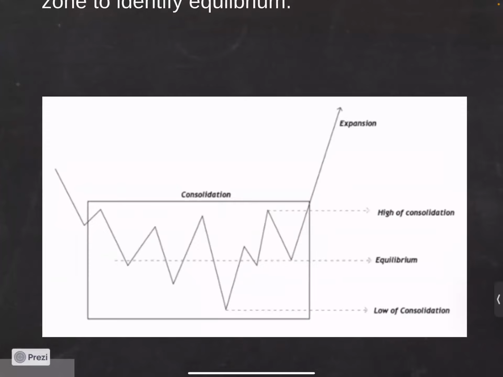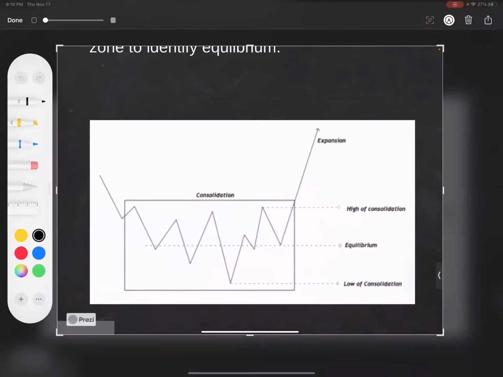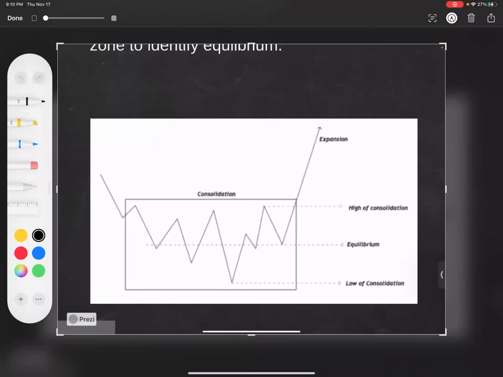So let's pretend that this consolidation period is our 4-hour accumulation or supply. I would have seen a spinning top and just marked off this entire zone here. All right.